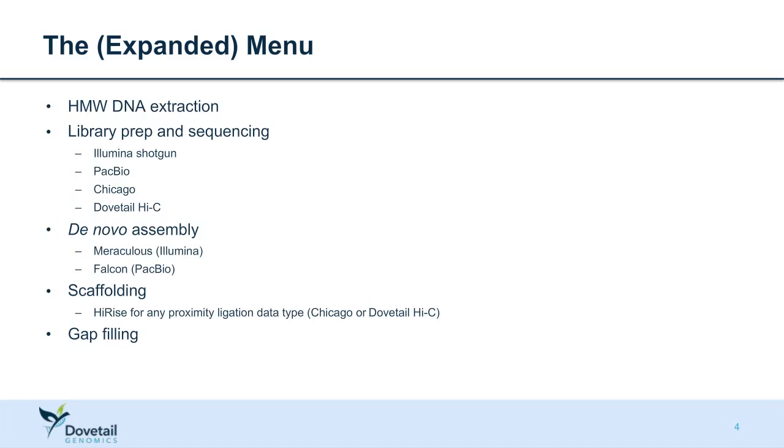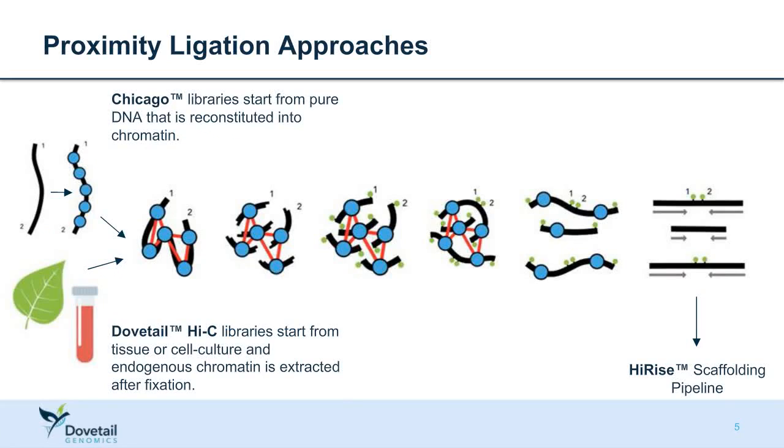The next step is the scaffolding, where we have the Hi-Rise or Chicago data set. This is our proprietary proximity ligation scaffolder, which we call Hi-Rise, which we use to stitch many pieces of small scaffolds all the way up to a chromosomal level assembly. And finally, before we give it to you, if you have any shotgun data that you generated long before, or you have PacBio or low coverage PacBio data, we can use it to gap fill the assembly, with the aim to increase contiguity.